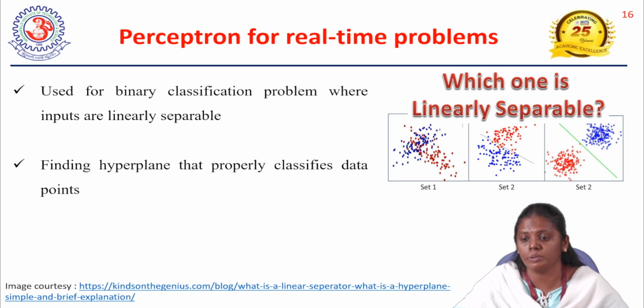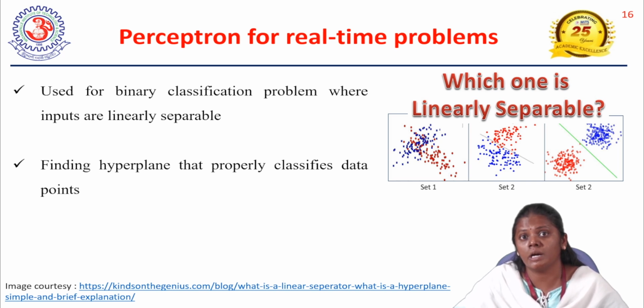See set 2. Again, you have blue color data points representing one class, red color data points representing another class. Even if I try to draw a hyperplane or a line in between them, some of the data points are misclassified, either blue as red and red as blue. Again, it is not possible.